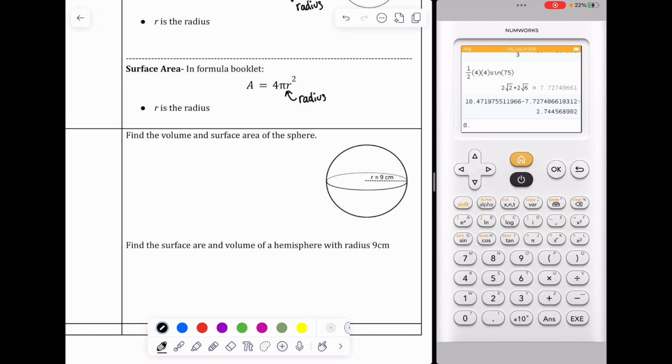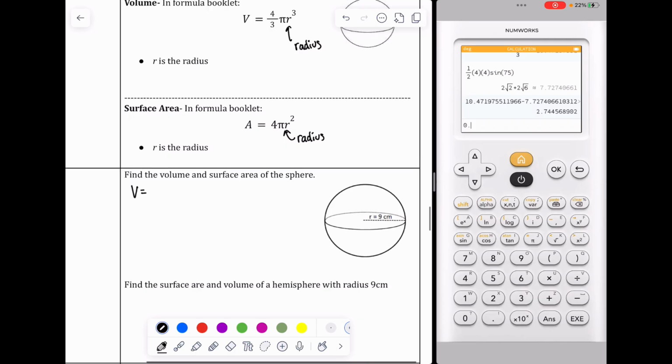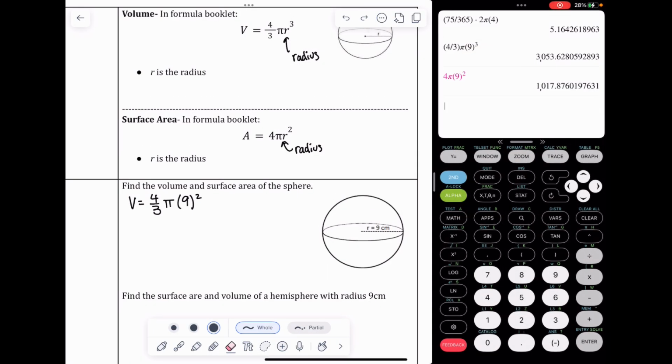So when we are finding the volume and surface area of a sphere, volume equals, where are we? We've got 4/3 pi r, and our r here is 9, cubed. All right, not sure if you all caught that.